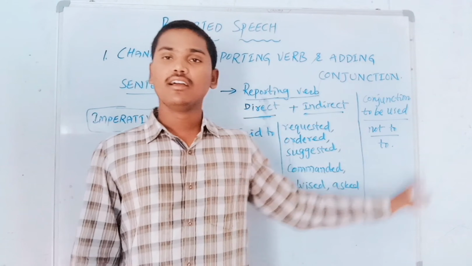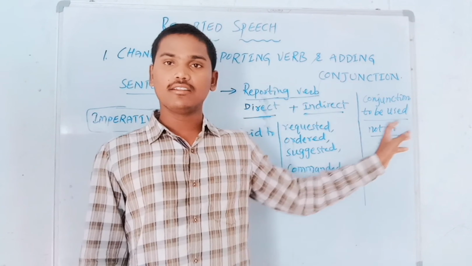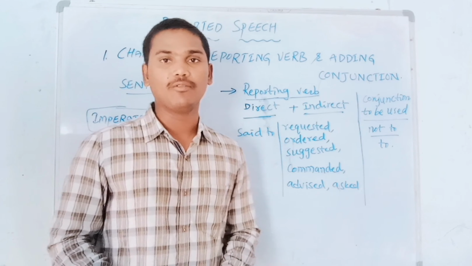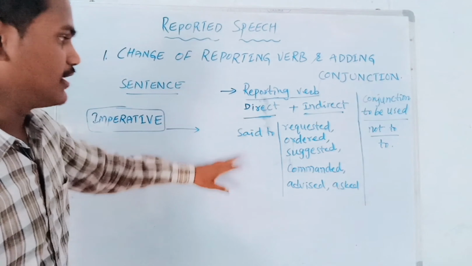In this imperative sentence, we need to use to or not to to replace the inverted commas in indirect speech. Dear students, inverted commas appear only in direct speech, and we don't repeat inverted commas in indirect speech. Indirect speech never has inverted commas itself. That is also one of the important rules. So these are the rules of the imperative sentence. In this, we get said to in the reporting verb, and based on it, we have to write any one of these in indirect speech.